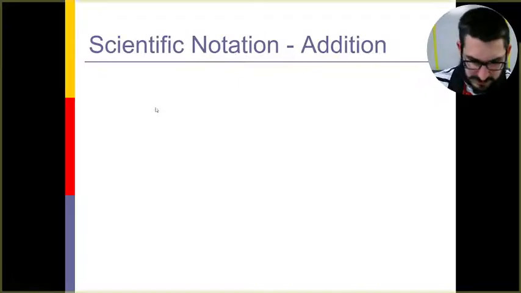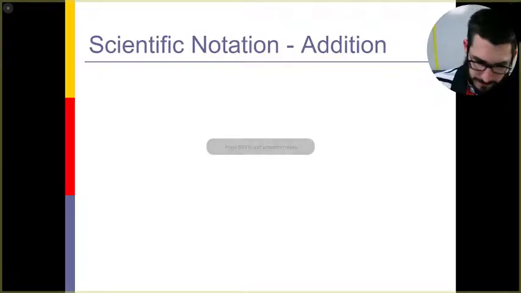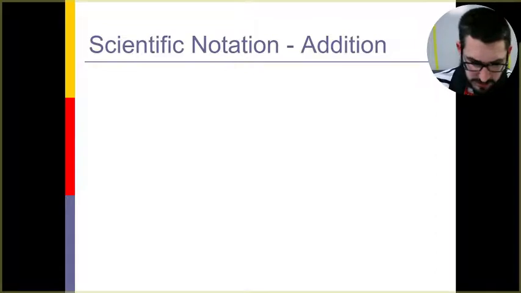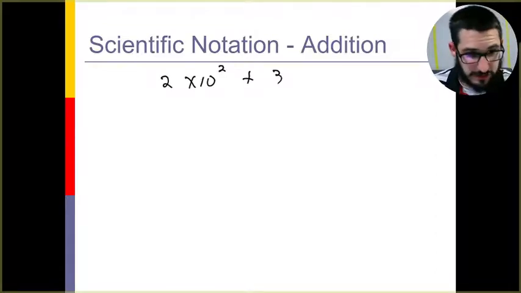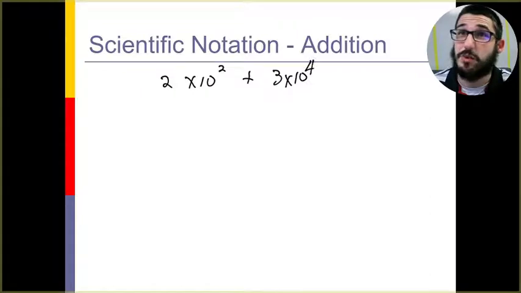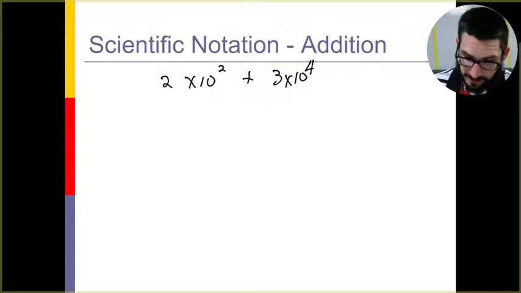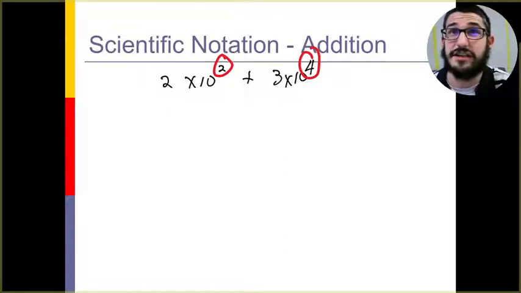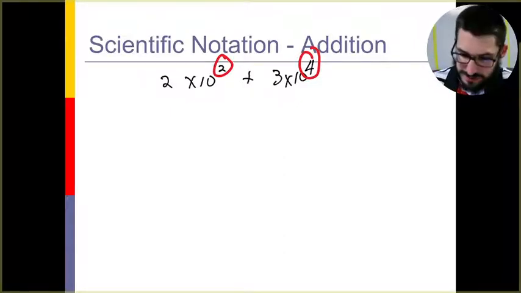We've got addition. If I've got 2 times 10 to the second plus 3 times 10 to the fourth, and I need to add those two together, because it's addition, I need my decimal places lined up. In other words, I need my exponents to be the same.